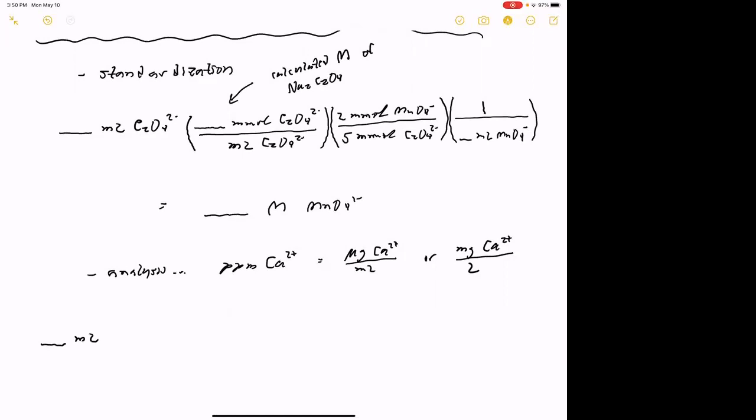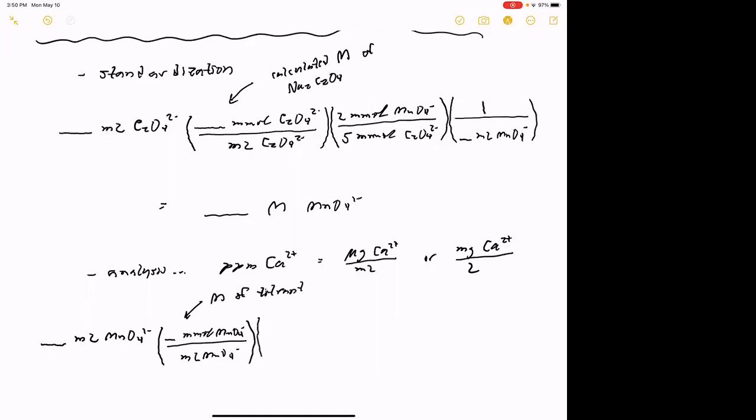So you're going to take some number of milliliters of permanganate that you've used in your titration, right, to get to the equivalence point. Okay, and then you're going to multiply that by the concentration, which is millimoles of permanganate per milliliter of permanganate. Okay, so that's what? That's the molarity of your titrant. That's what you did in week 1.